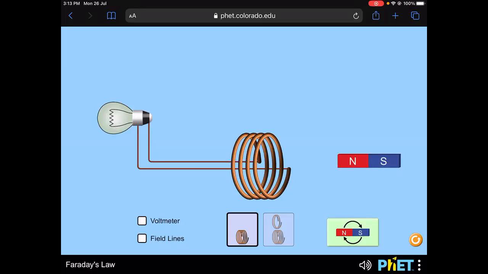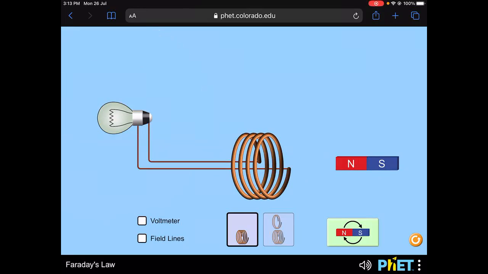Did you observe what happened? Yes, guys? Right. So what is happening? Current is getting produced. Current is getting induced when you bring the magnet closer. When you move the magnet, yes, it is happening.